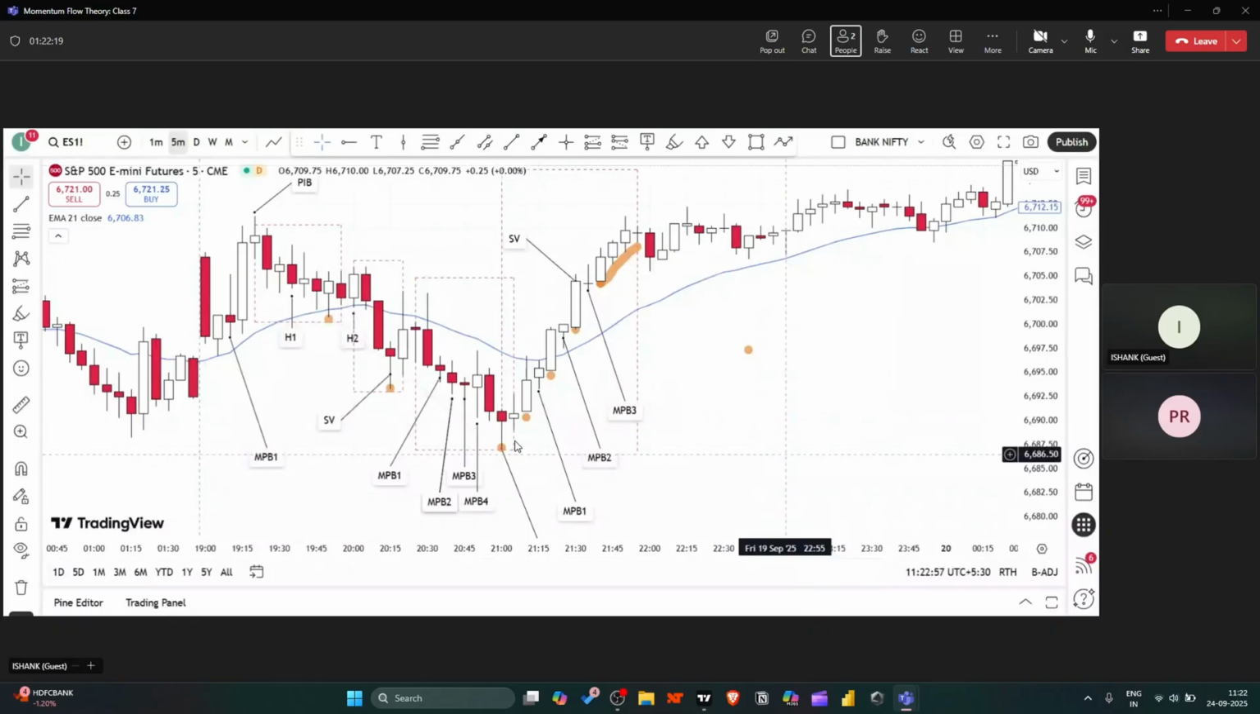So, why do we have to know where the spike is starting? It is because of this reason: we can mark MPB1, MPB2, MPB3, and we know where we are in the trend.